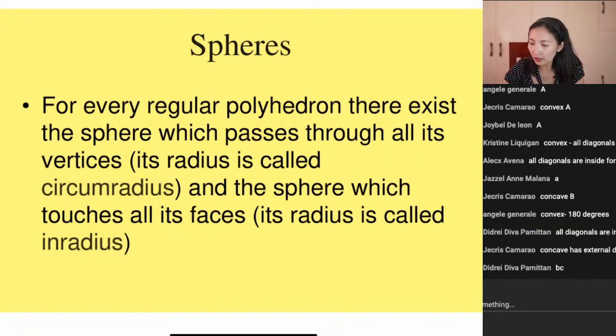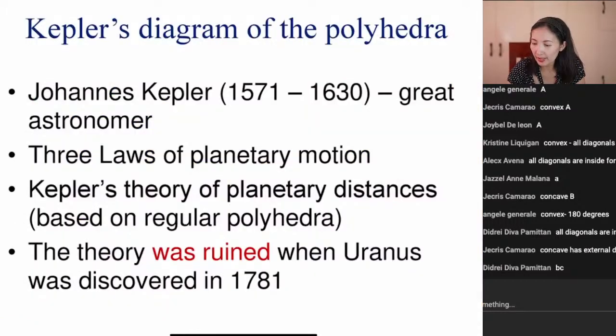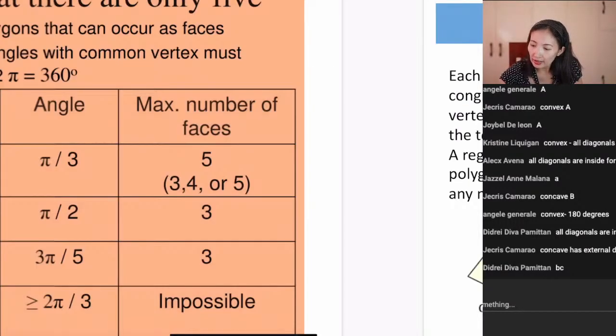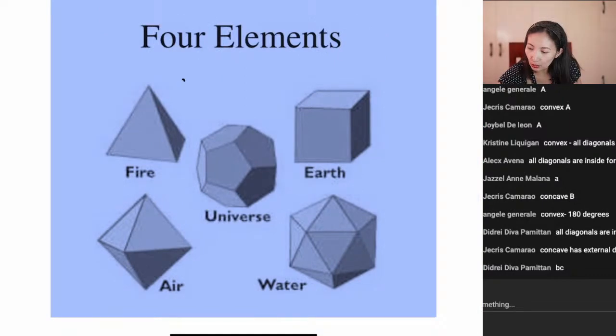You get it? Let's go back to the simplest: the sphere that passes through all the vertices, and the sphere that touches all the faces.